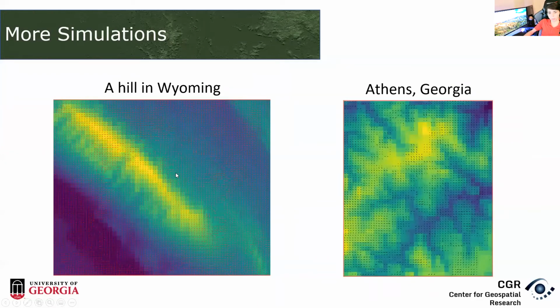The photo on the left is a simulation from a hill in Wyoming. The photo on the right is a simulation of Athens, Georgia. Right here, there's a river, and you can see the wind kind of flows through the river as it's a gap in the hill, you know?